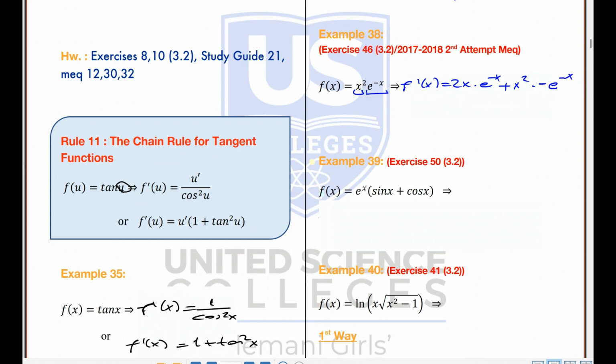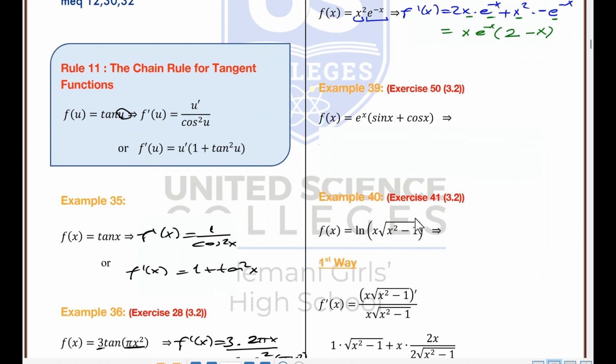Okay, now I'm done taking derivative. Now I'm going to continue with simplifying. I see x as a common factor and e to the minus x as a common factor. So x e to the minus x is common. What remains? 2 remains from the first term, minus x remains from the second term. So x e to the minus x times 2 minus x is the derivative of this product.